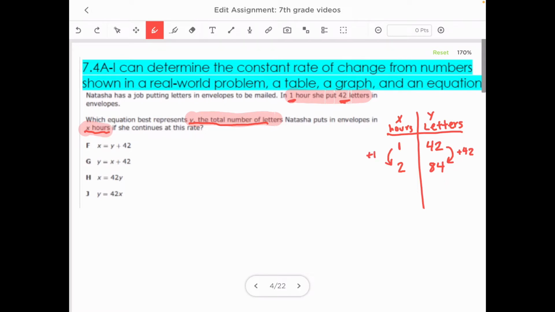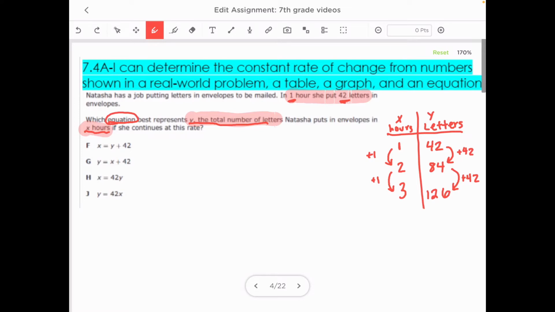Now, I'm going to keep going at this same rate, okay? So if I were to go to 3 hours, then I know that that'll be 84 plus 42 again, which would be 126. So in 3 hours, she has put 126 letters into the envelopes, okay? Now, but it's not asking me to continue with my table. It's asking me which equation best represents this scenario.